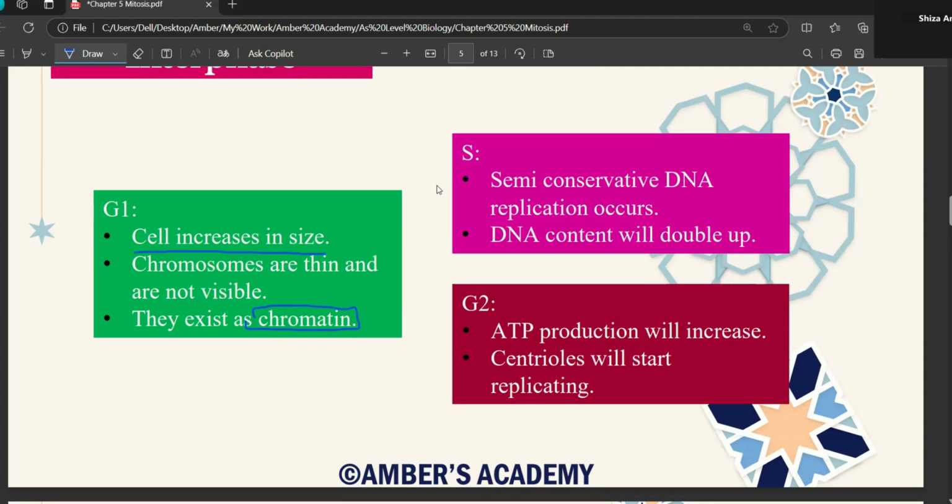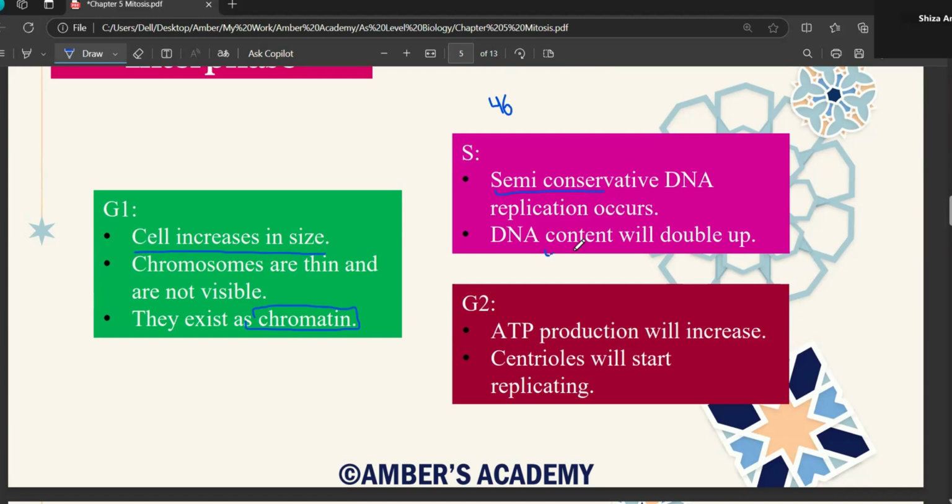Then moving to the S phase, which we said is semi-conservative DNA replication. You will study the entire process of semi-conservative DNA replication in chapter 6, which is nucleic acids. For now, just remember that in S phase, your genetic material is going to double up. Your DNA content is doubling itself. As we know, all the cells except the germ cells have 46 chromosomes. We talked about this as well.